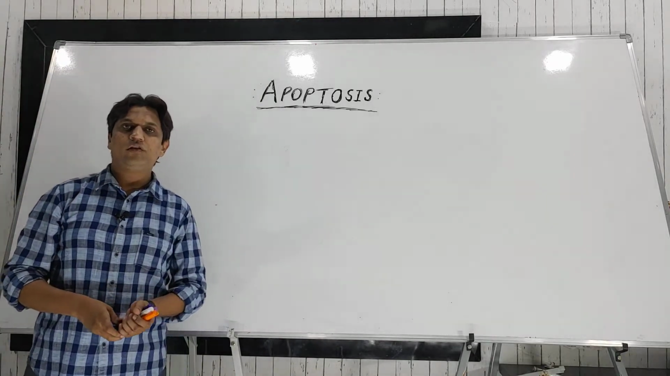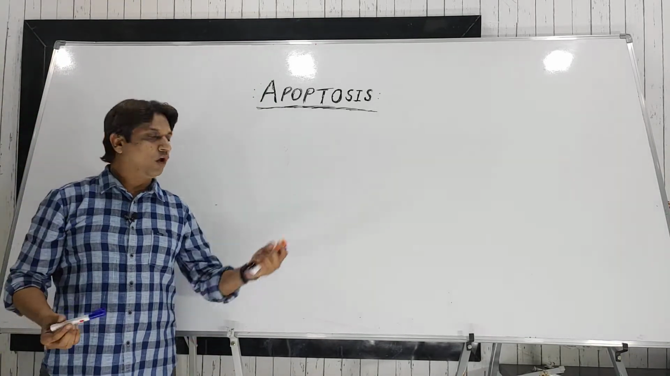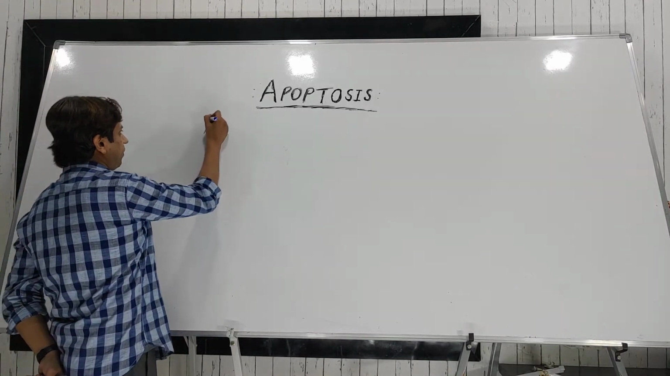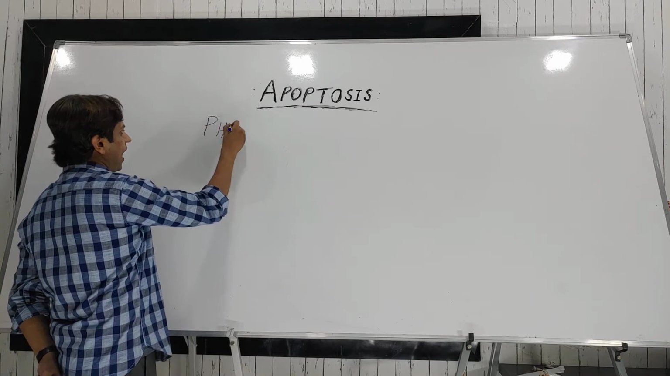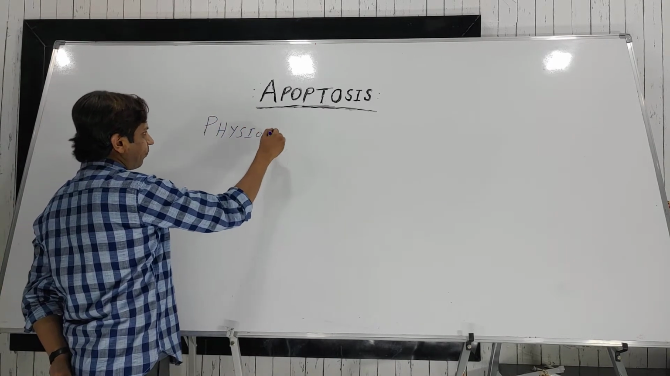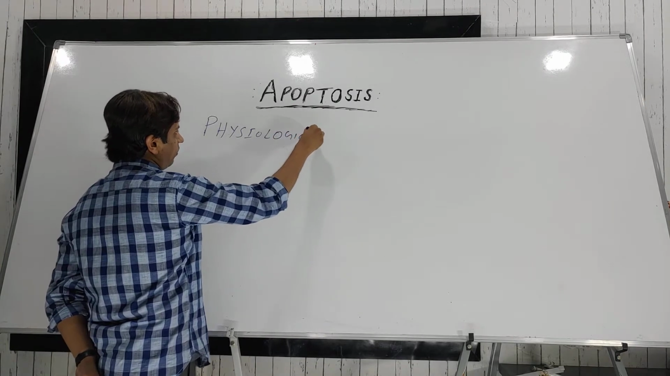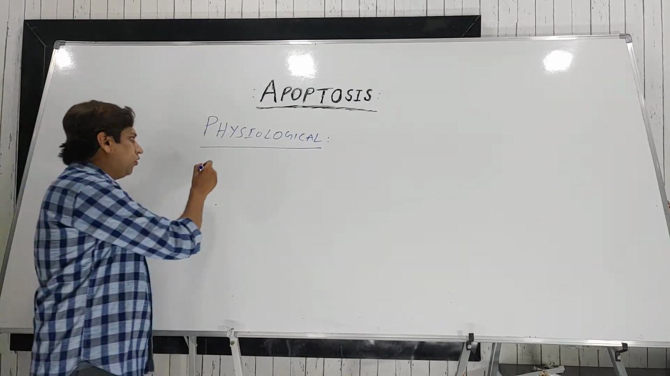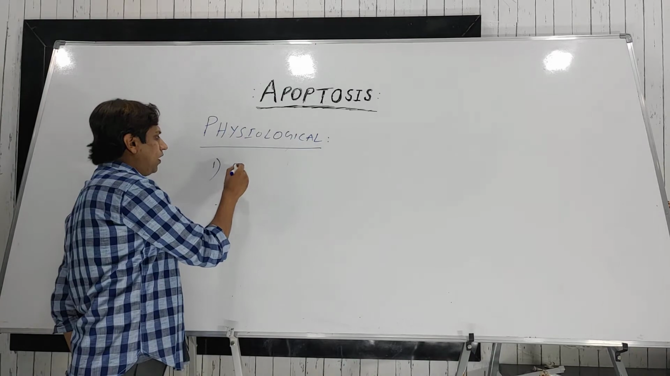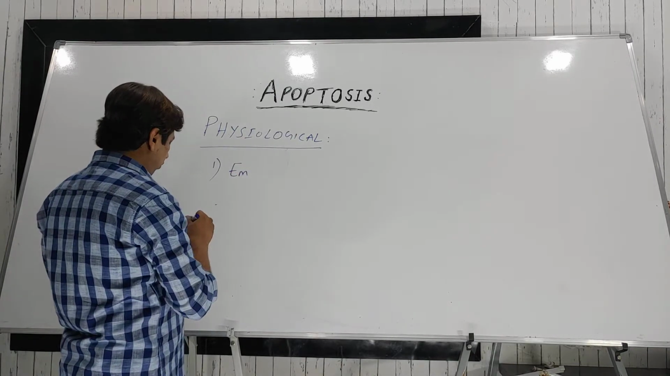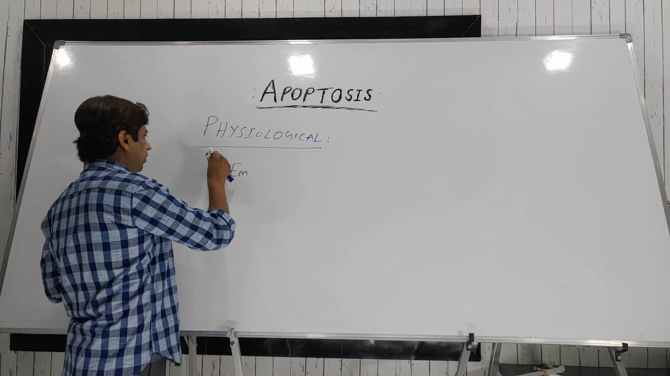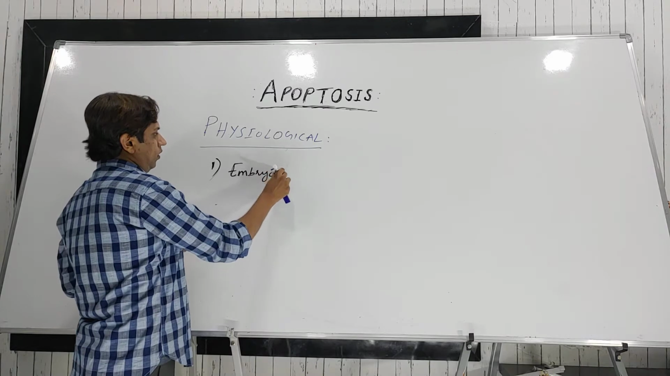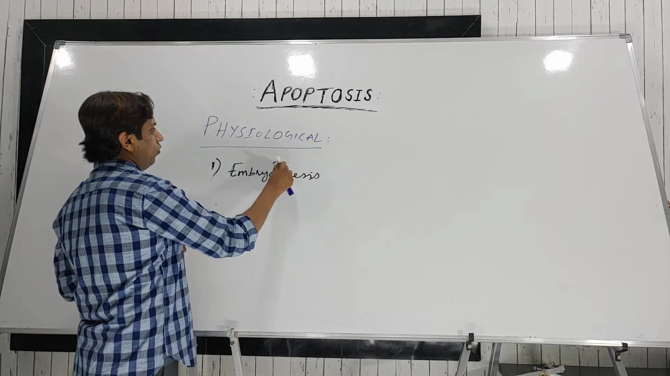Before going to the mechanism, let us consider a few examples of which cells die by this process. As I said, it occurs in both physiological as well as pathological conditions. There are many physiological conditions in which apoptosis occurs, so I'll give you a few common ones. One is embryogenesis. During the process of embryogenesis, many cells die due to apoptosis.